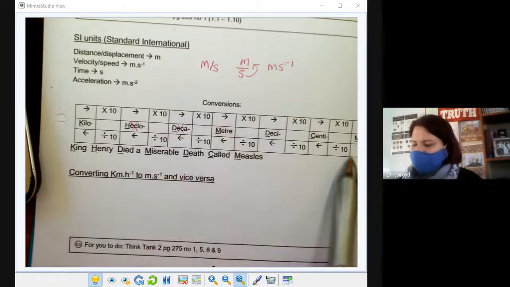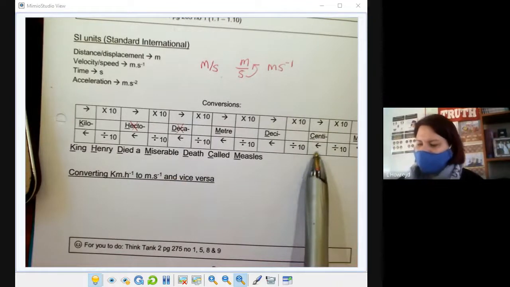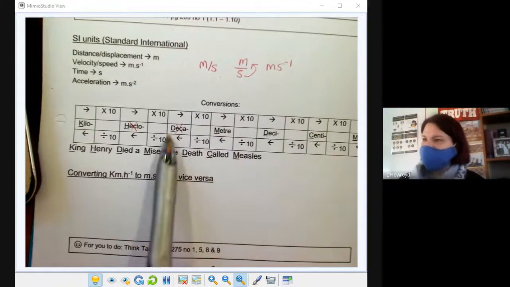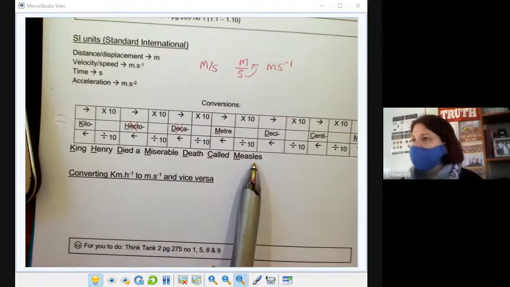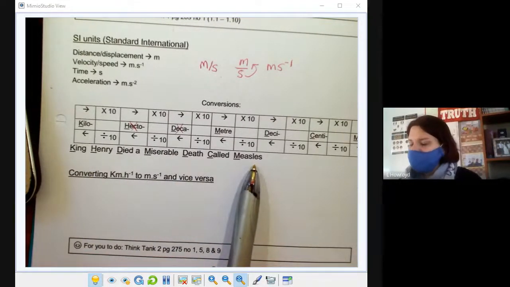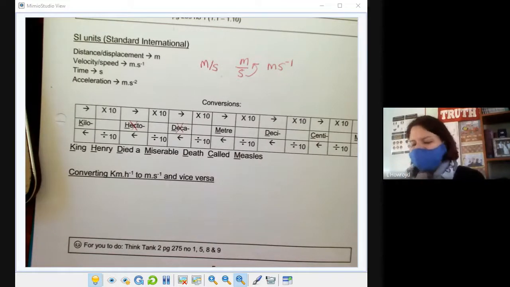And if you want to go from, say, centimeters, you divide by 10, divide by 10, divide by 10, divide by 10, divide by 10. So it's about looking at this rhyme, and it will help you. You know what? You will eventually start picking this up so quick that you won't even need anything like this.